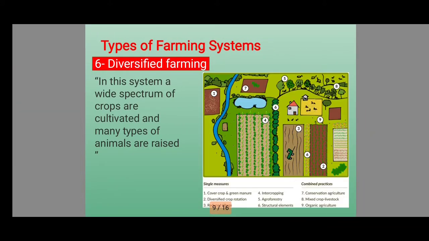And next is diversified farming. In this system, a wide spectrum of crops is cultivated and many types of animals are raised. Like in a single year, we can grow cover crops and green crops and diversify crop rotation. And this is all diversified farming.